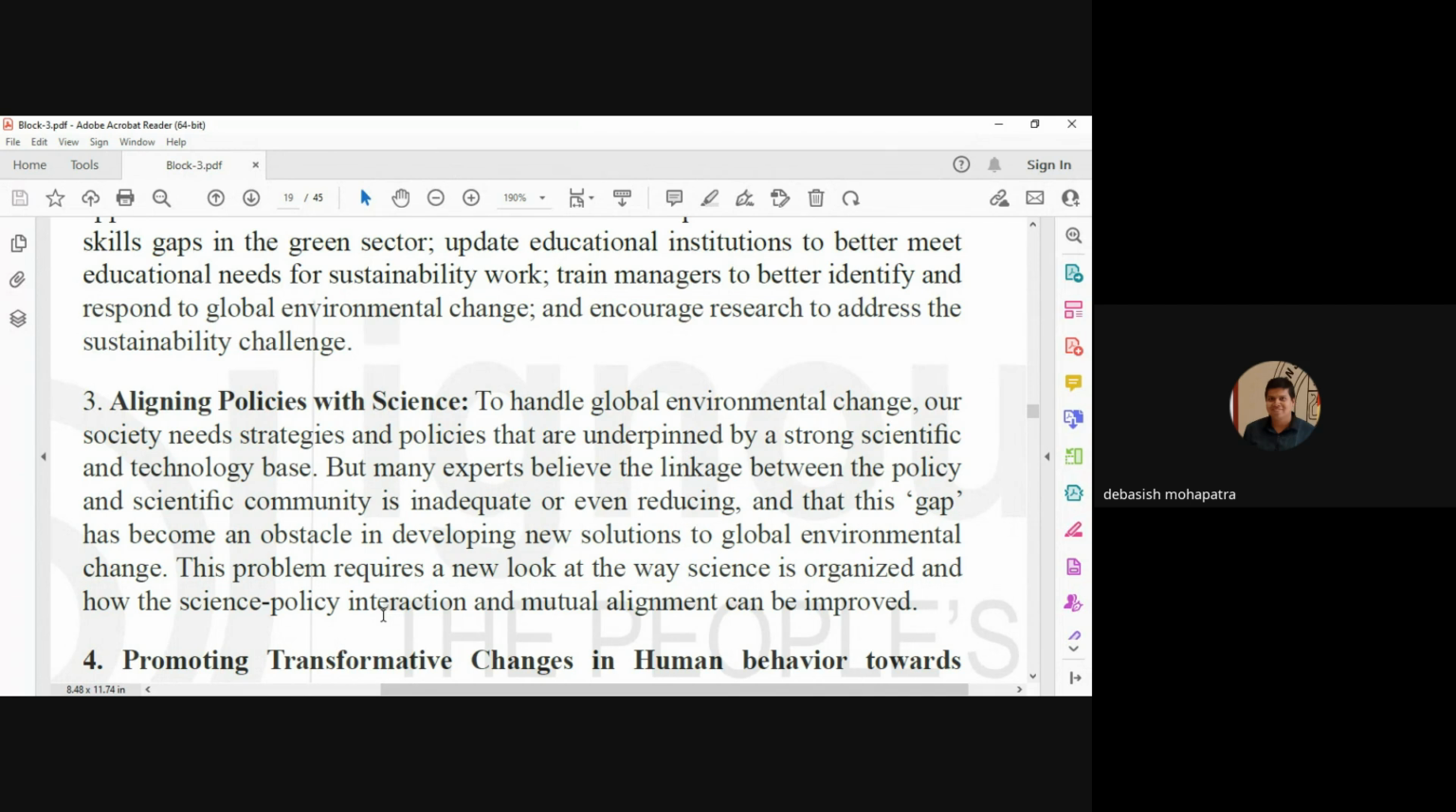Aligning policies with science to handle global environmental change: our society needs strategies and policies that are underpinned by a strong scientific and technological base. But many experts believe that the linkage between the policy and scientific community is inadequate or even reduced, and that the gap has become an obstacle in developing new solutions to global environmental changes.